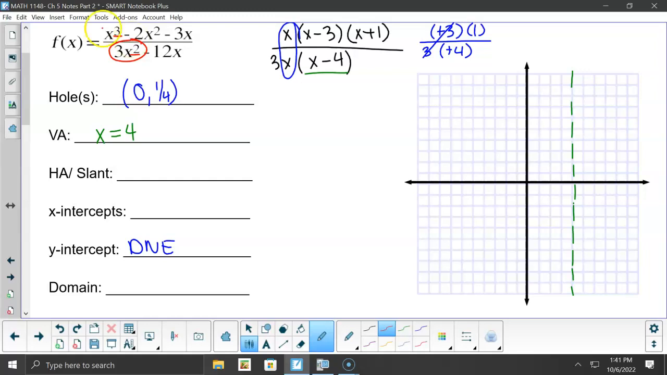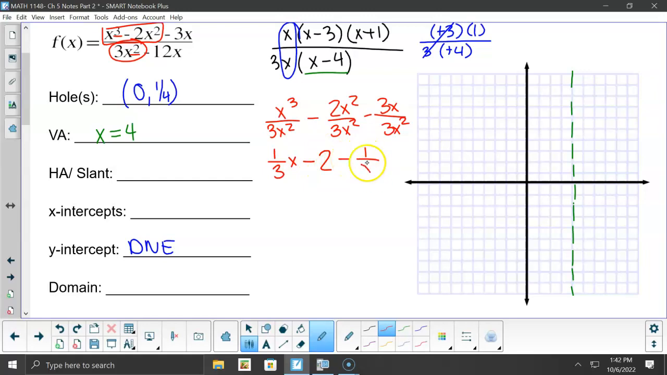So I'm going to divide these two terms by 3x squared. So I've got x cubed divided by 3x squared minus 2x squared over the x squared. So what happens if I plug in, hang on, minus 3x, okay? If I put that over 3x squared, and I simplify all of this down, here's what I end up getting. I get 1/3 x minus 2 minus, the 3's cancel, so it's just 1/x.